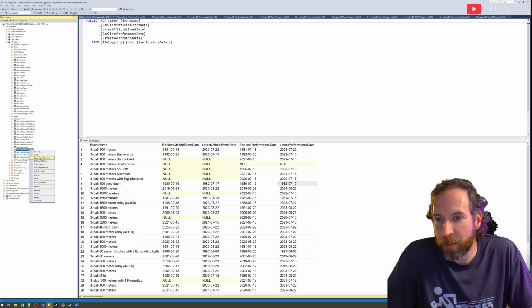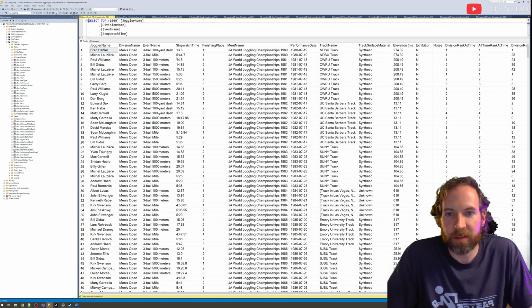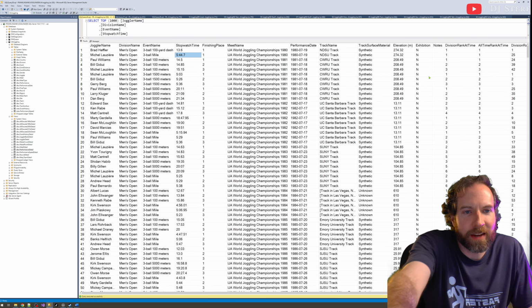Performance detail. This is going to be your main table. This goes through every single performance. And yeah, so starting from 1980, there were only 2 events, and there were only 2 definite times recorded here. So there were more jogglers here, but we had a 13.6 second 100-yard dash by Brad Heffler. And then 5:44 is a pretty good time for the 3-ball mile.